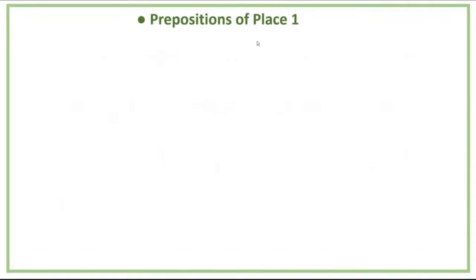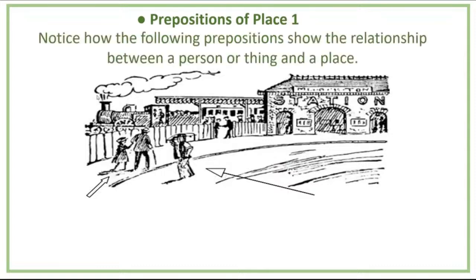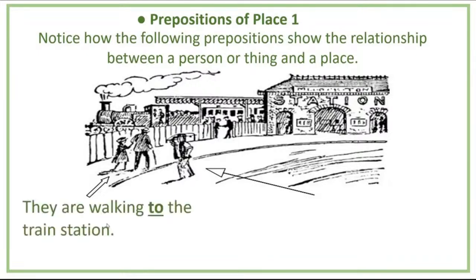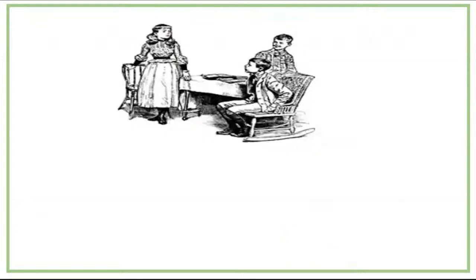Prepositions of place 1. Observe the picture. Notice how the following prepositions show the relationship between a person or thing and a place. They are walking to the train station. And this person, he is walking home from the train station.